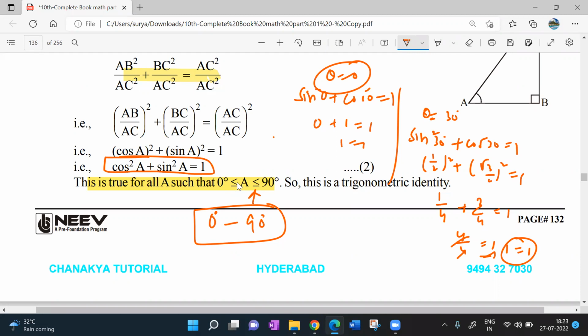Sir, I have a doubt, one doubt here. So theta can be 0, theta can be 30, theta can be 45, theta can be 60, theta can be 90. But why can't theta be 1 degree, 2 degree, 3 degree, 4 degree? What is sin 1 degree, sin 2 degree, sin 3 degree, sin 4 degree? It'll be hard to find those values, sir.